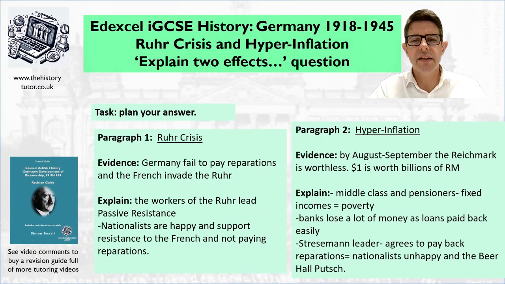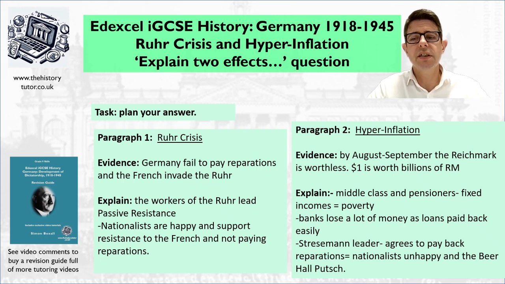Okay, so here are my ideas then. I've got that the Ruhr Crisis, we've got Germany failed to pay reparations and the French invade the Ruhr as the basic idea. And then that has an impact of the workers being unhappy. We get passive resistance. The government starts to pay them to be resisting as well. The nationalists are really happy with this resistance and the fact they're not paying reparations. So we've got workers and then we've got nationalists. So we've got 2 different groups of people we can talk about there. We could also talk about the government in there with their populist decision, print money and pay the workers.